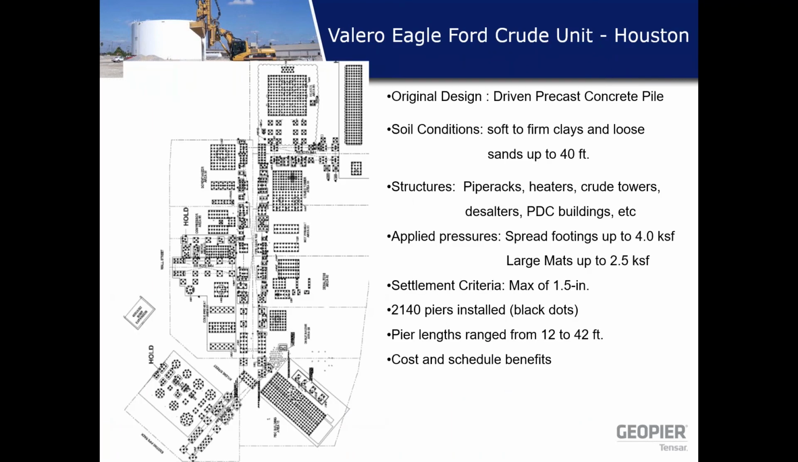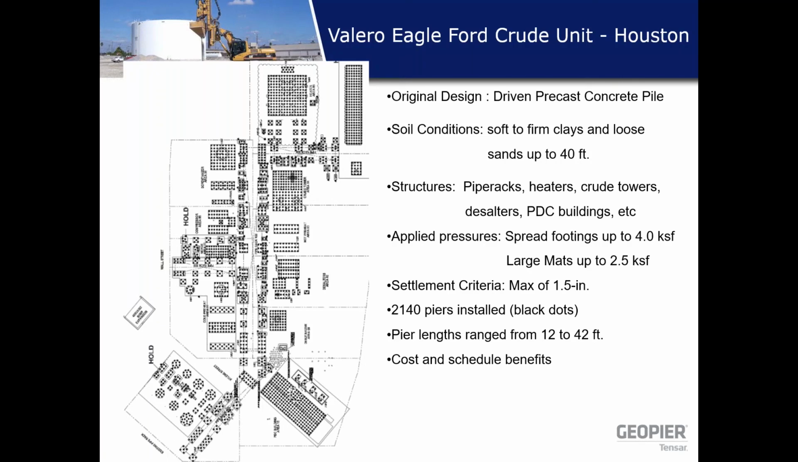This is another project in Valero Eagleford Crude unit. The original design was for precast concrete piles, and we installed Geopier elements as shown by these small circles. Maximum settlement criteria was 1.5 inches. We installed about 2140 piers.